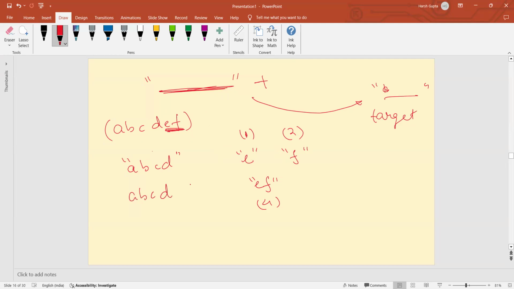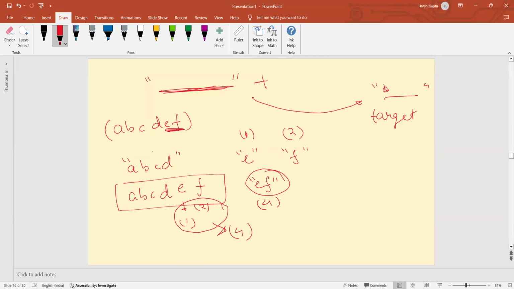To this ABCD, you will prefer adding E first, getting a cost of 1. And then you will prefer adding F, getting a cost of 2, and your target string will be achieved by just an extra cost of 3, instead of using EF as a whole, which would have put you at a cost of 4. Over here, you have a cost of 3, and if you would have used EF, you would have got a cost of 4. So which one will you prefer? You will prefer the first one, isn't it? Because it is giving you the minimum cost.